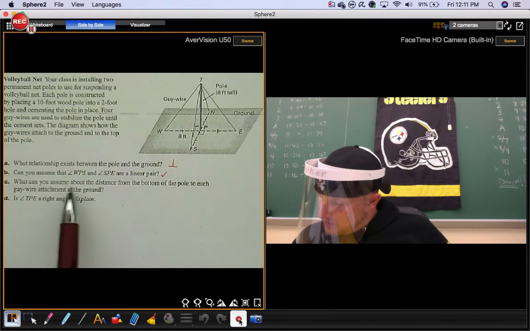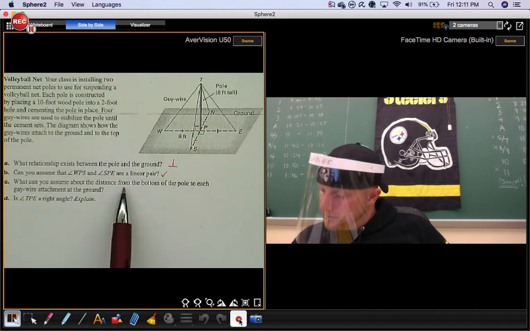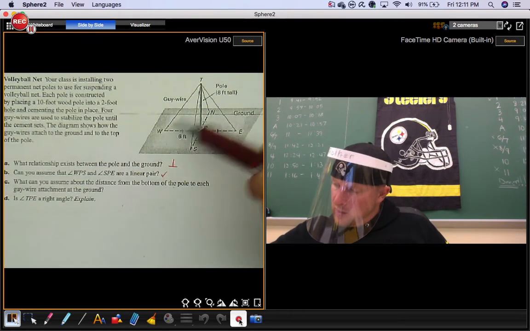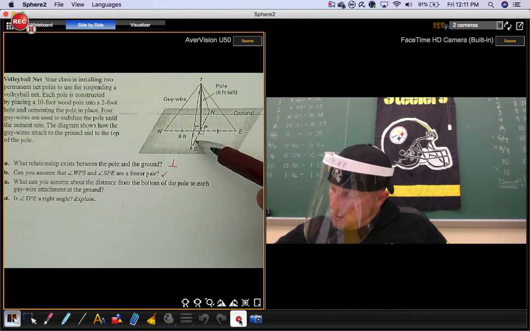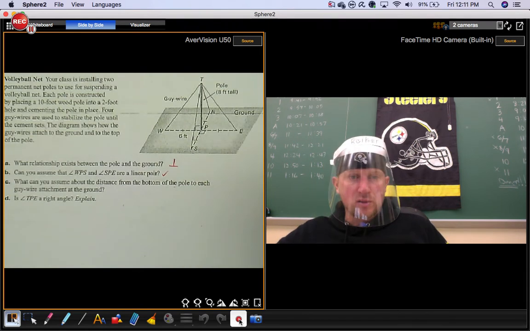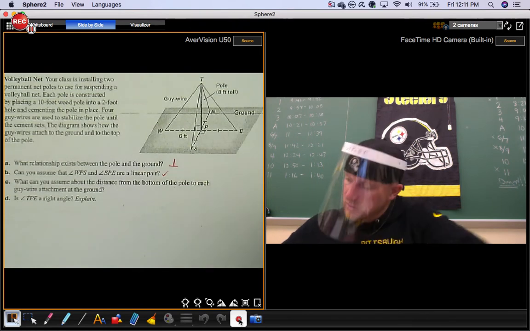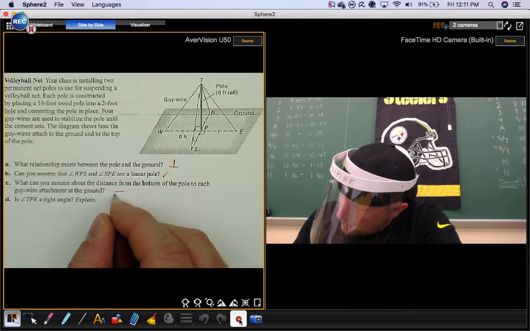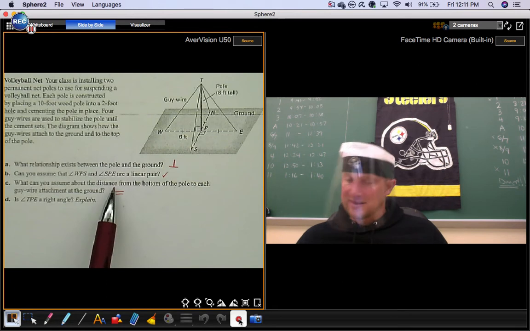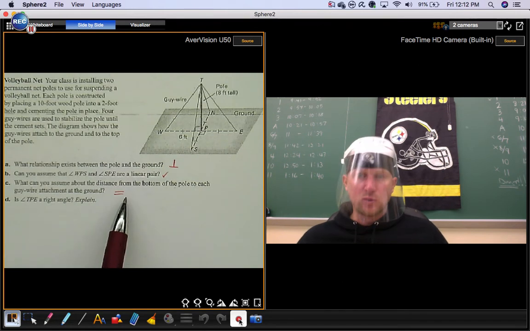Part C. What can you assume about the distance from the bottom of the pole to each guy wire attachment at the ground? So notice how we have 4 guy wires coming off. All 4 of those segments have these matching marks. Those are congruent marks. So those segments are congruent, but they're asking you about the distances. The distances are equal.